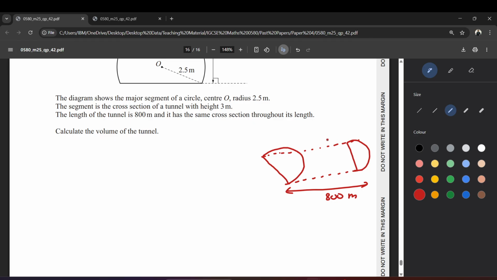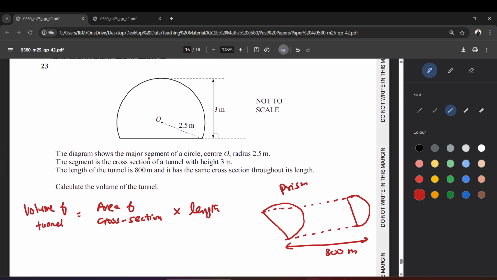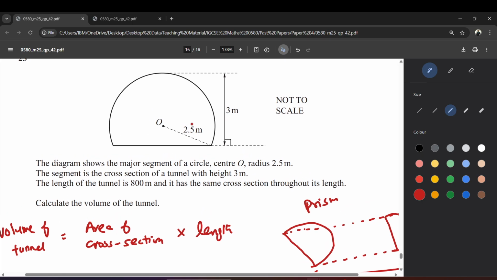Now this is a prism. You need to realize that this is a prism. So the volume of a prism is area of cross section multiplied by the length. What is the length? In our case, it will be 800. Now I need to find out how I can calculate the area of the cross section.